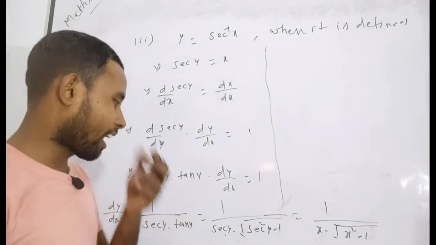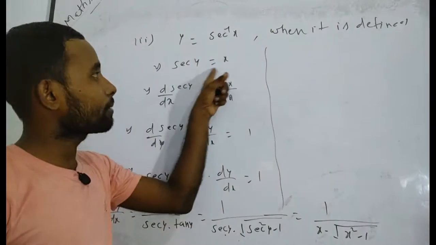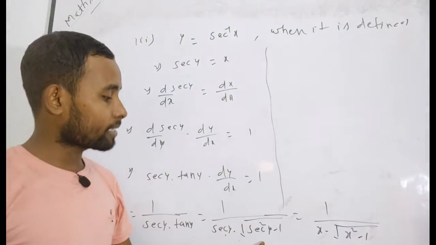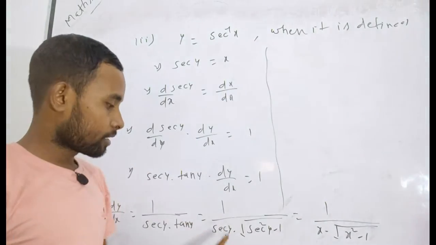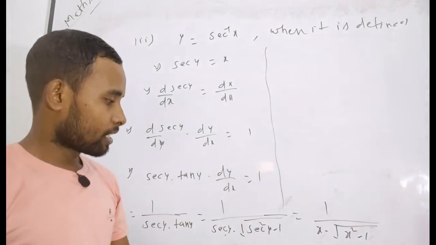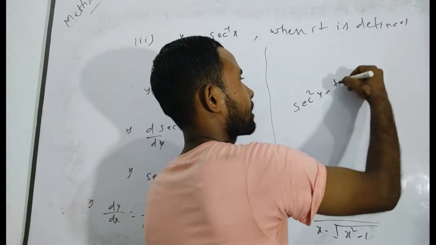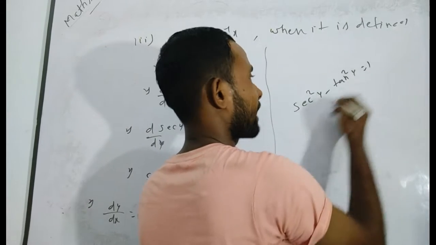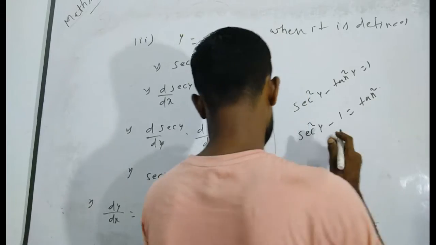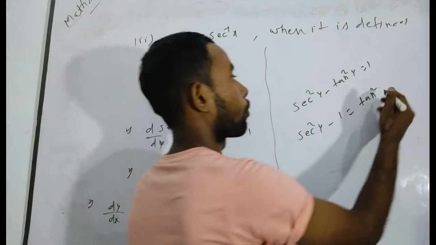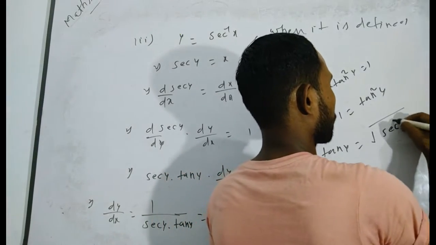You will definitely ask me, sir, why do you change tan y into terms of sec y? Because it is given sec y is equal to x. That's why I am always trying to convert into that term whose value will be in terms of x. Tan y is converted into sec square y. That means how will you get this formula? Simple. Sec square y minus tan square y is equal to 1. If you take it to the right side, on the left side it will be sec square y minus 1 is equal to tan square y. So tan y will be root under sec square y minus 1.